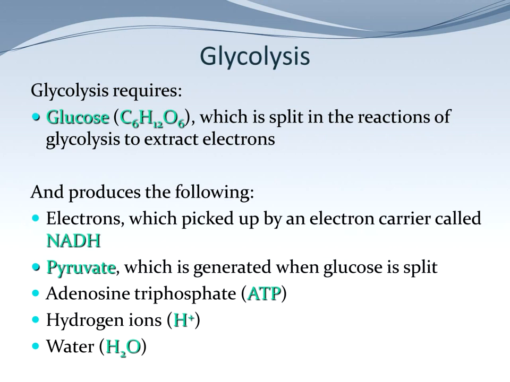Now let's look at each of these 3 pathways in cellular respiration a little more closely. As previously stated, the chemical reactions in glycolysis split glucose molecules in order to extract electrons from them. These extracted electrons are picked up by a molecule that acts as an electron carrier. Its name is NADH. Other important products of glycolysis include pyruvate or pyruvic acid, a small amount of ATP, hydrogen ions or H+, and water molecules.